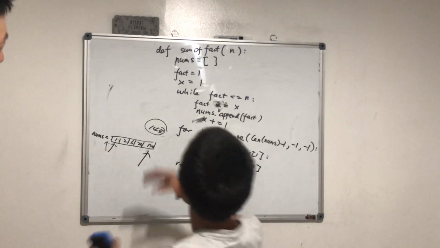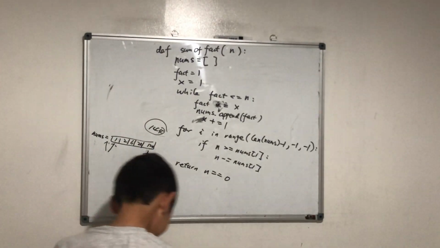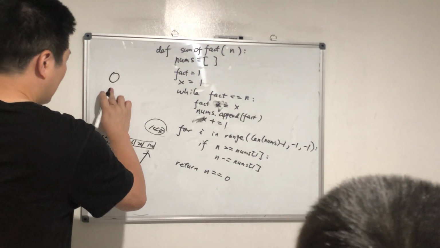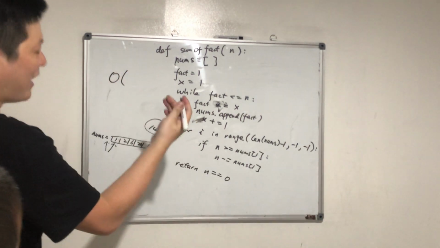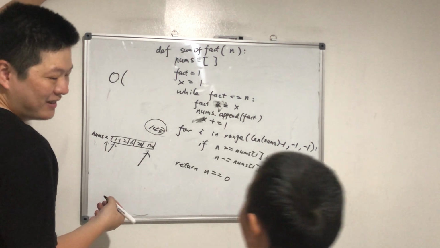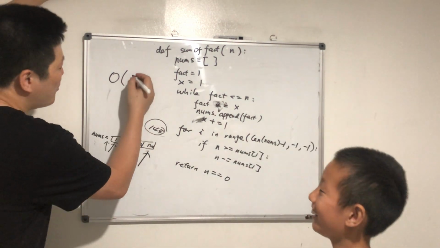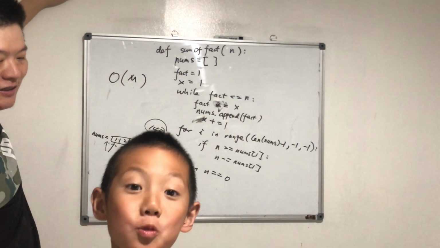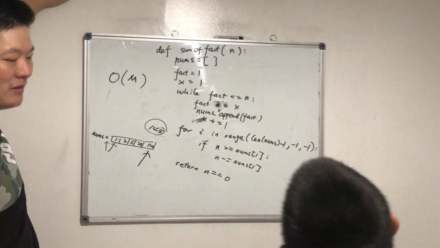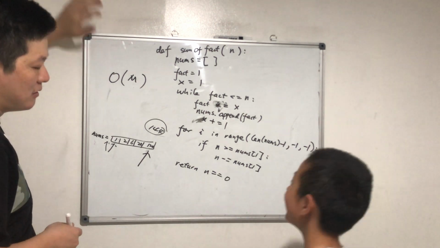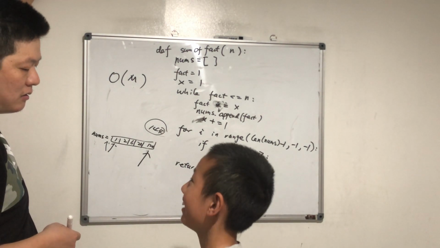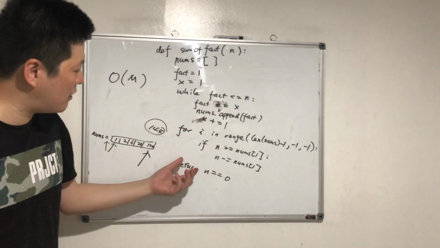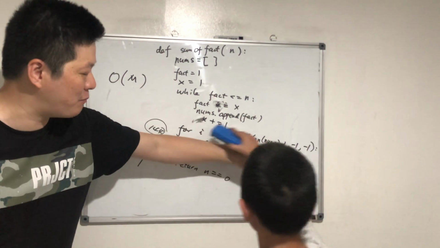It's very tricky, this one. What's the time complexity? O of anything. Let's say O of M, okay? What's M? I don't know, you made that up. I made that up, yeah. What's the M here? We have a for loop.